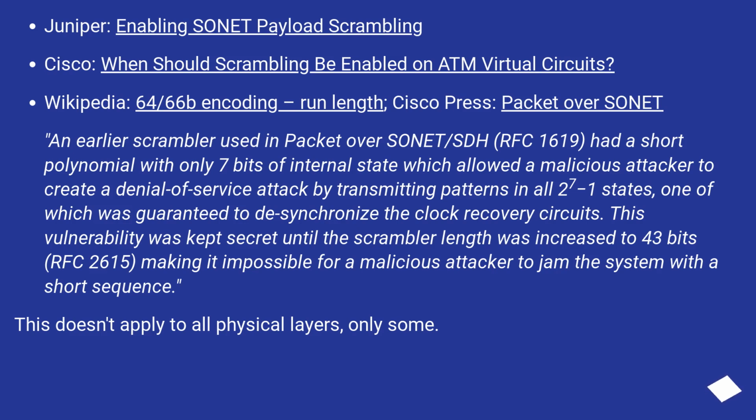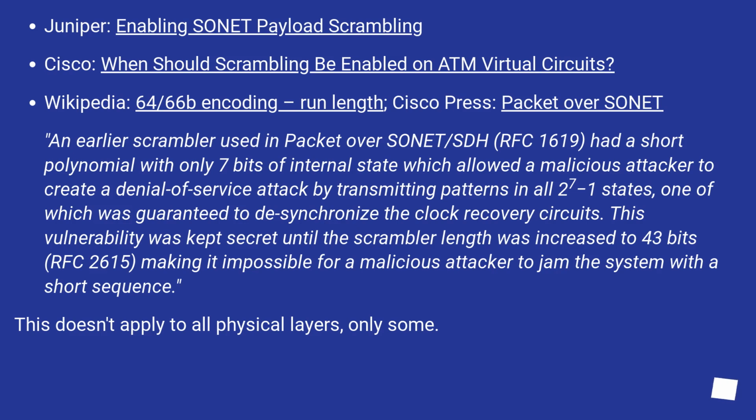An earlier scrambler used in packet over Sonnet/SDH, RFC 1619, had a short polynomial with only 7 bits of internal state, which allowed a malicious attacker to create a denial-of-service attack by transmitting patterns in all 2^7-1 states, one of which was guaranteed to desynchronize the clock recovery circuits. This vulnerability was kept secret until the scrambler length was increased to 43 bits, RFC 2615, making it impossible for a malicious attacker to jam the system with a short sequence.